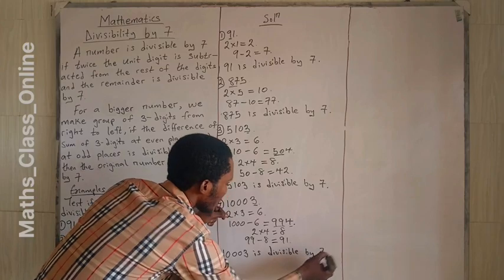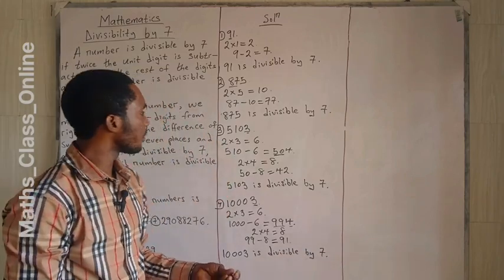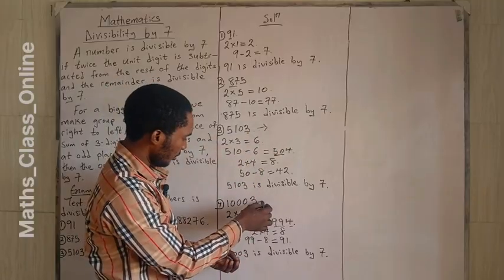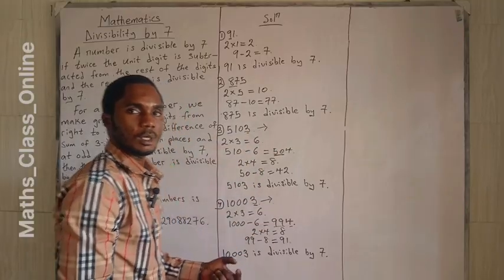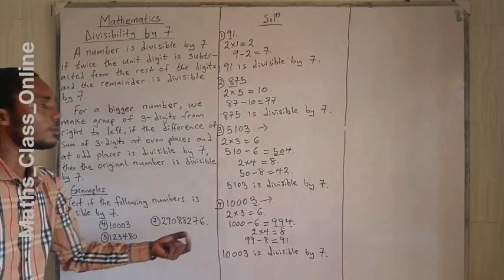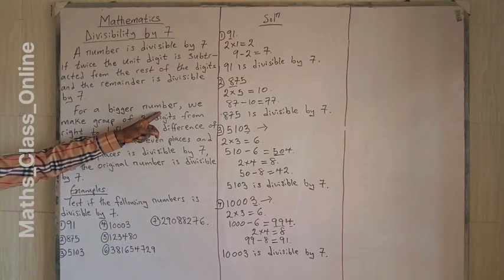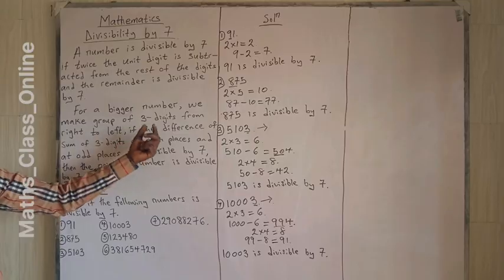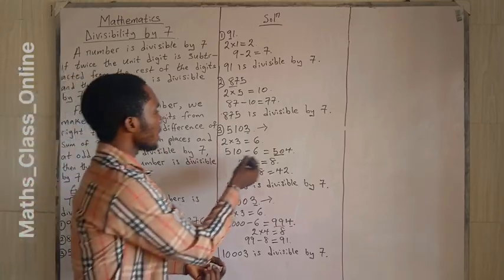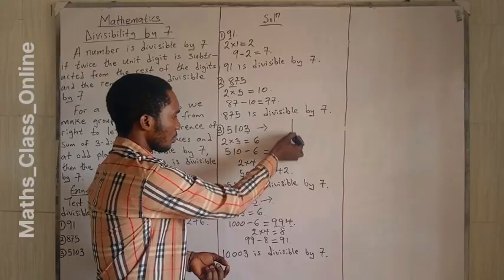by 7. But if you take note of one thing here, we have this to be a 4-digit number, this to be a 5-digit number. We have another rule to test if these numbers are divisible by 7, and that is, for a bigger number, we make groups of 3 digits from right to left. What do we mean by this? Let's apply this second rule to this third example first.